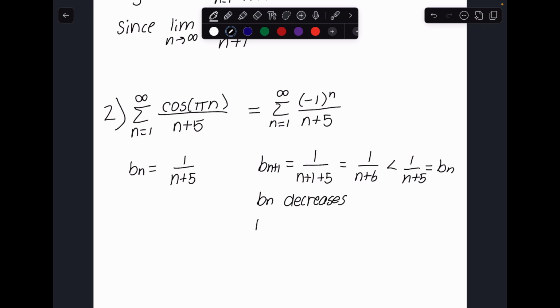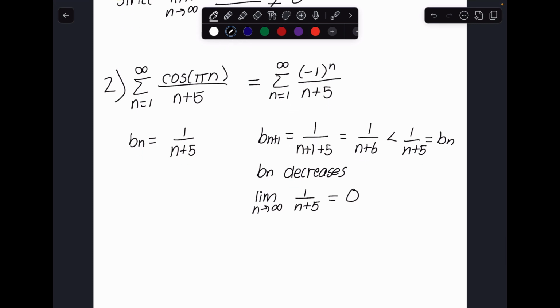We can check the limit as n goes to infinity of our b sub n's, 1 over n plus 5, and that limit is very clearly equal to 0. So by the alternating series test, we can conclude that the series is convergent.